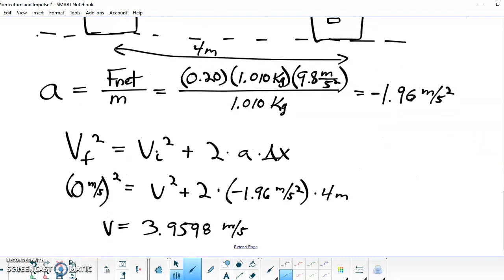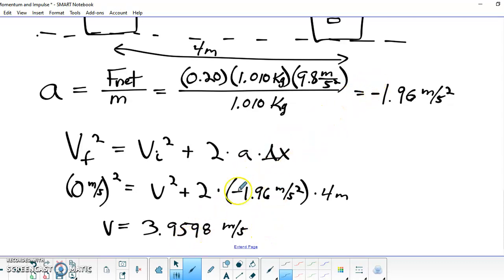Then I can use kinematics. Plug that in here. Our final velocity is 0. Our initial velocity is what we're solving for here at the start. 2 times our negative acceleration times our displacement. And we get the exact same value. This can be plugged back into our momentum, and we get the same answer.